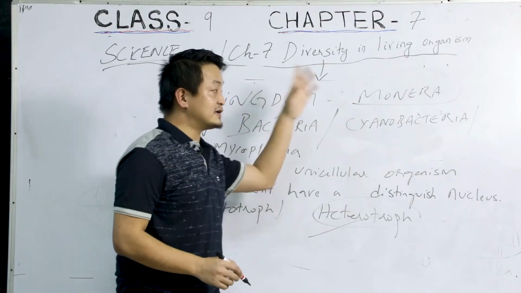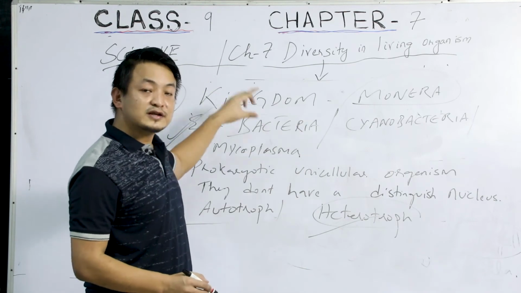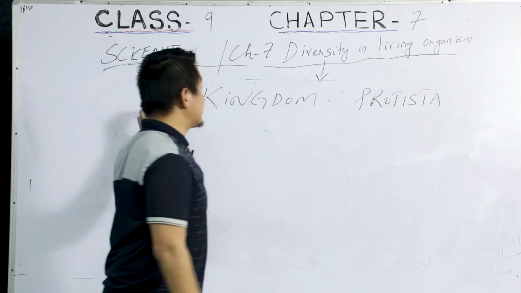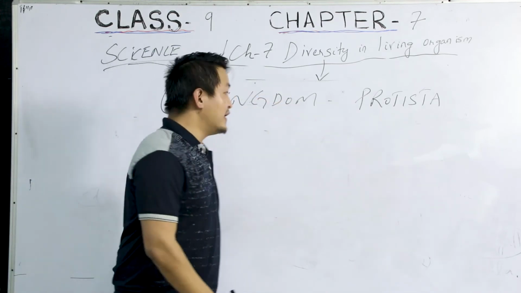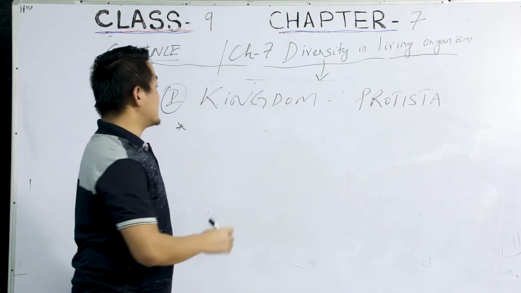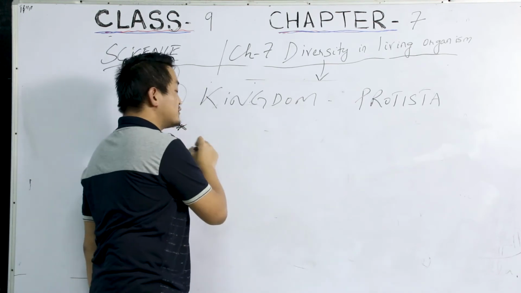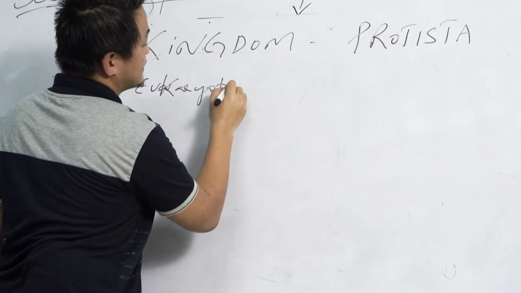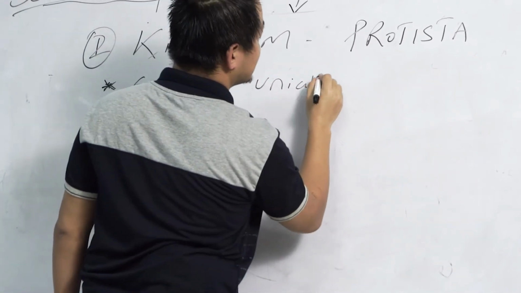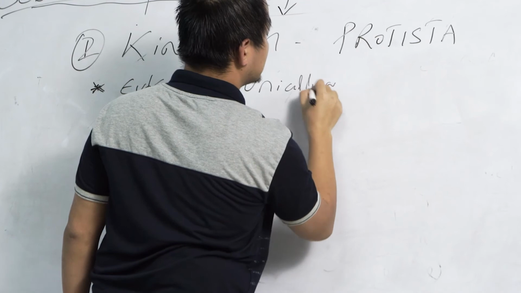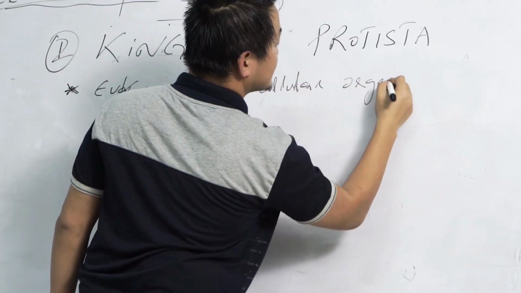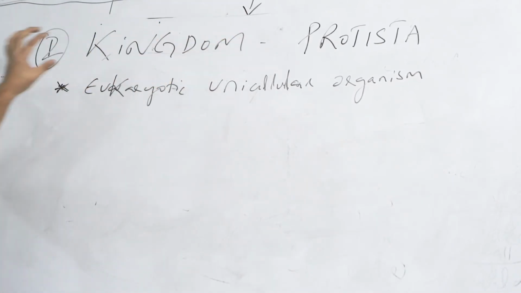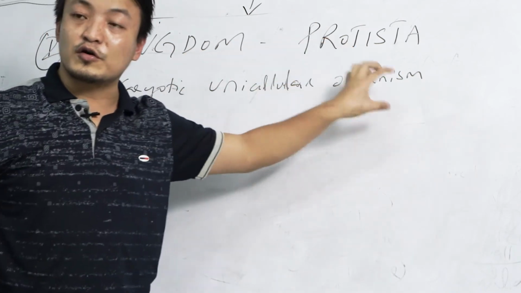Now let's quickly study the second kingdom, kingdom Protista. My dear students, the first characteristic we'll write is that they are eukaryotic unicellular organisms. So for kingdom Protista, the first characteristic is eukaryotic unicellular organisms.